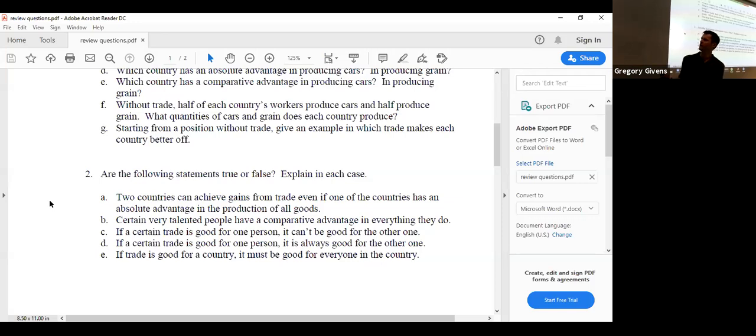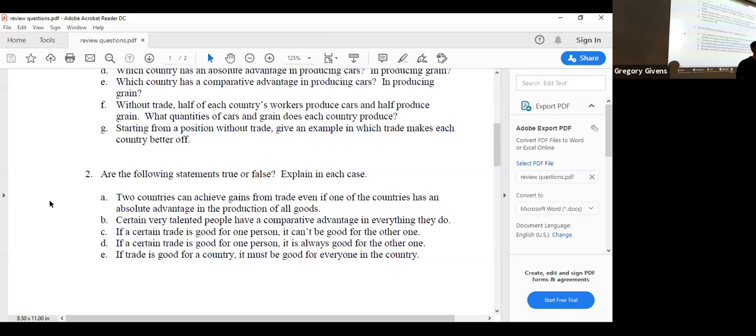I want you to tell me if the following statements are true or false. And in each case, what's more important is that you explain why it's true or false. A, 2 countries can achieve gains from trade if one of the countries has an absolute advantage in the production of all goods. Is that true or false?